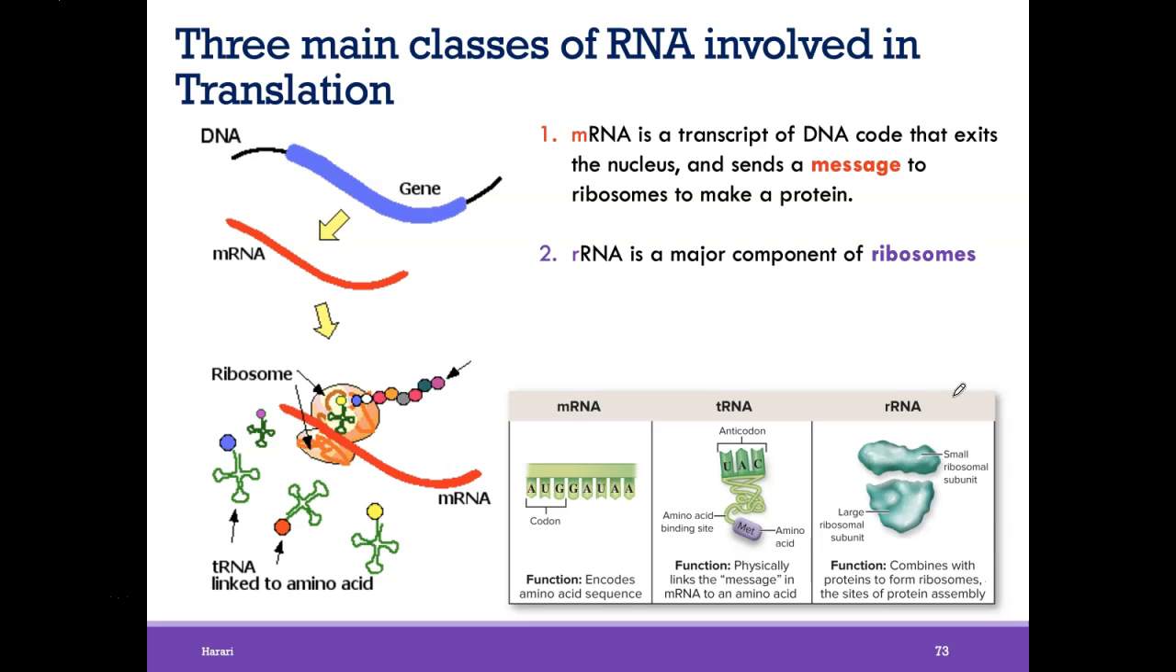We're then going to introduce ribosomal RNA, which is a major component of ribosomes. rRNA is actually the part that can make peptide bonds. And finally, the third type of RNA you should know about is called tRNA, for transfer RNA. tRNA can transfer amino acids to the ribosome to make proteins. So the tRNA can physically link the message of mRNA to an amino acid. So tRNAs have a very, very important role. Altogether, mRNA, tRNA, and rRNA are going to work together in translation to make proteins.